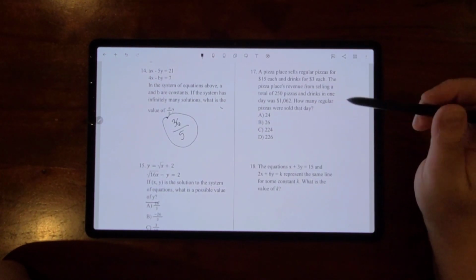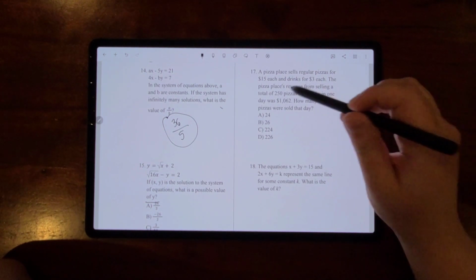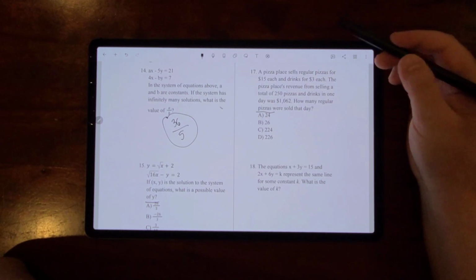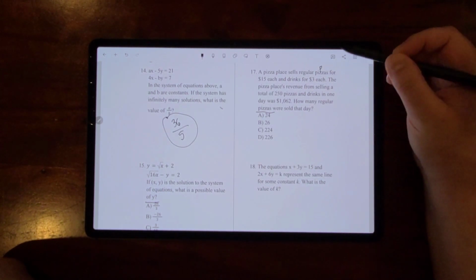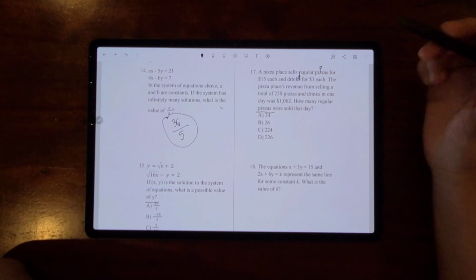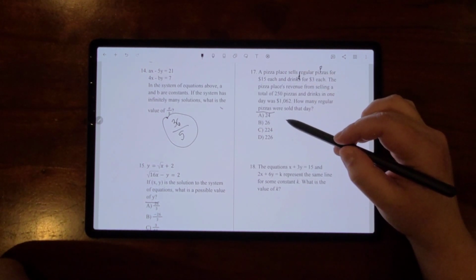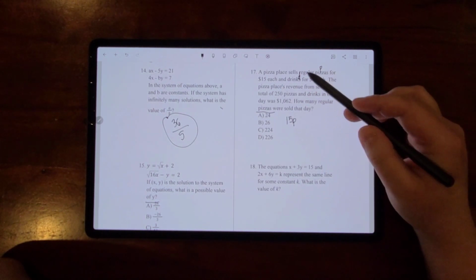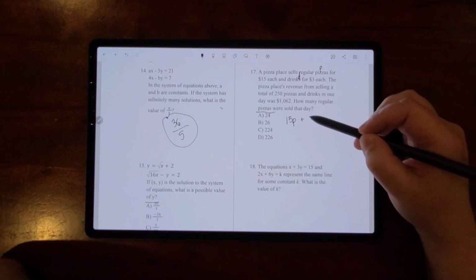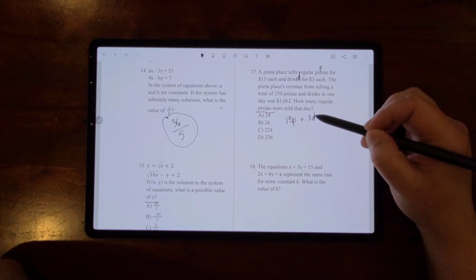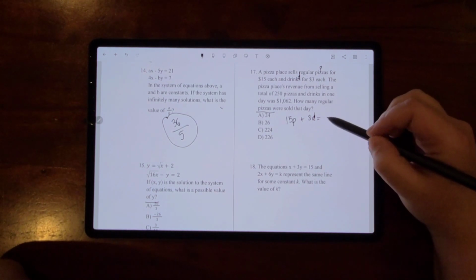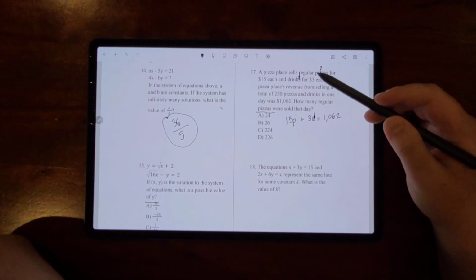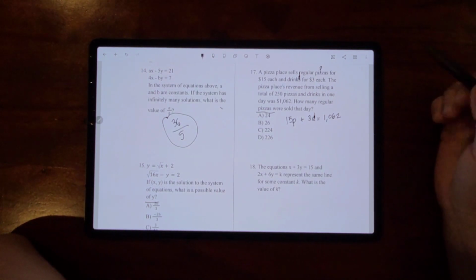Okay, so for number 17, we want to know how many regular pizzas were sold that day. Let's call the number of pizzas P and the number of drinks D. The shop sells regular pizzas for $15 each, so 15 times the number of pizzas P is how much for the pizzas. And then the drinks would be $3 for each drink times the number of drinks. That's going to equal the total, $1,062, the total amount of money they get from selling those pizzas and drinks.